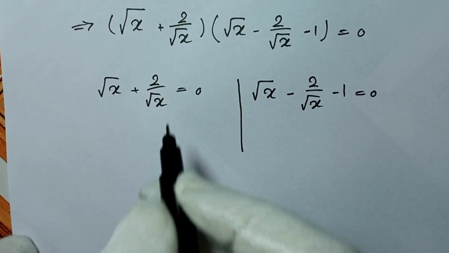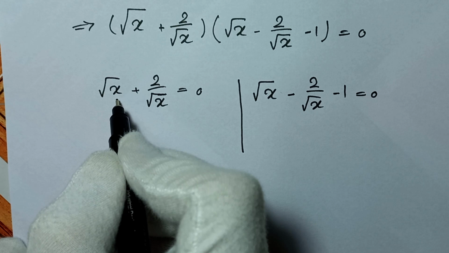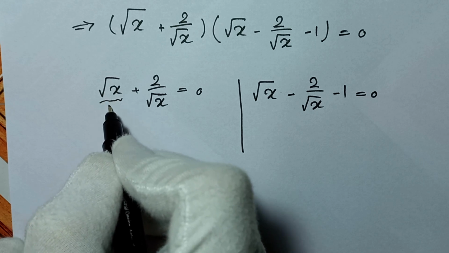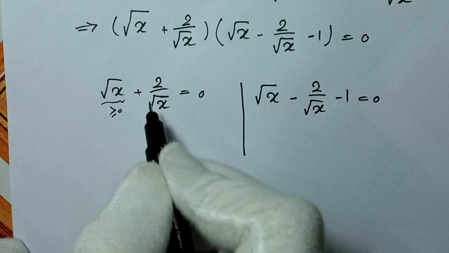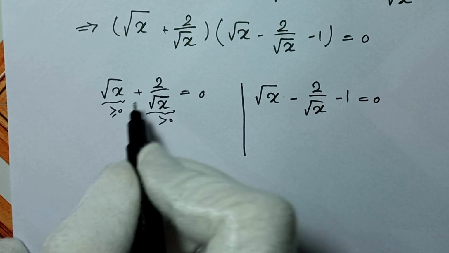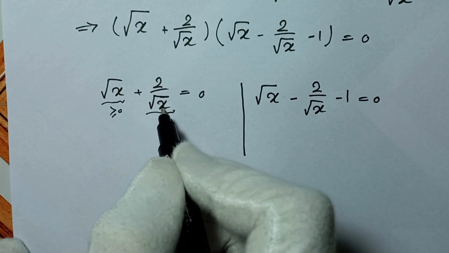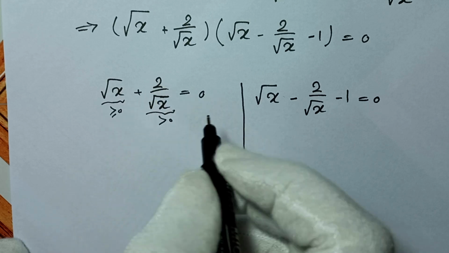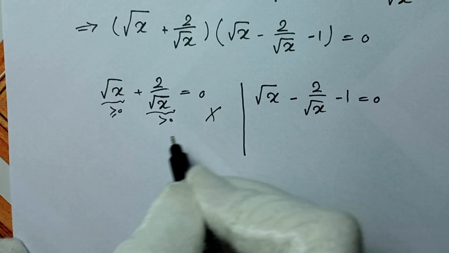So in here, this is positive, right? This is greater than or equal to 0. And in here, this is also positive, but this side is greater than 0, right? So this is positive and this is positive. In here we have 2 over square root of x and this is greater than 0. So this equation cannot be equal to 0. So in here we have no solution.